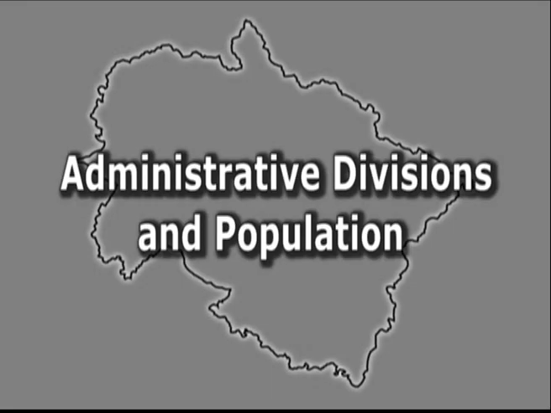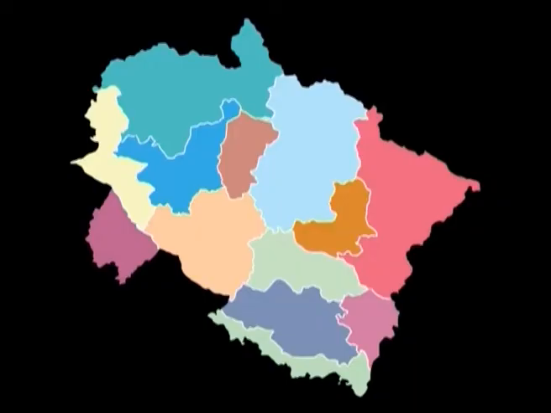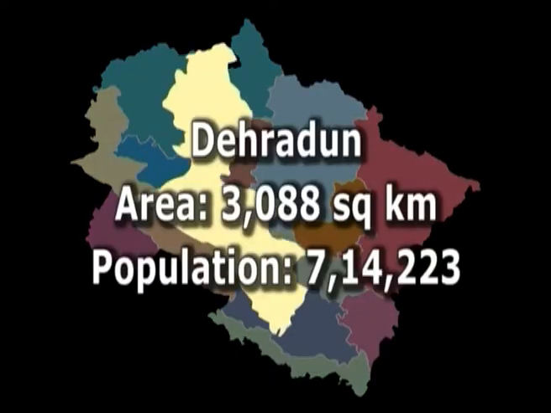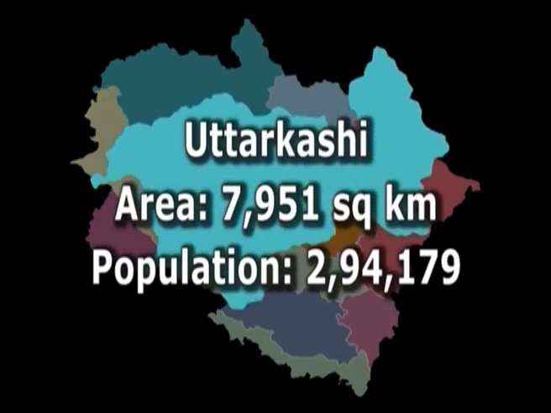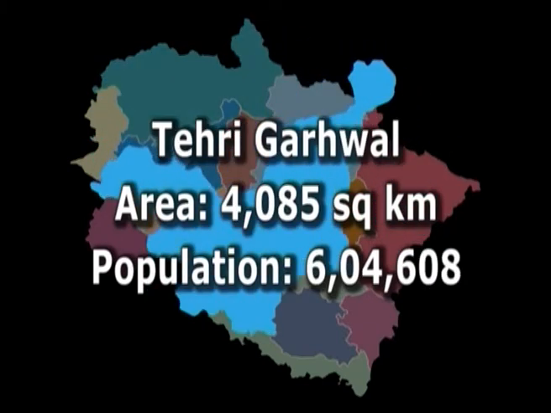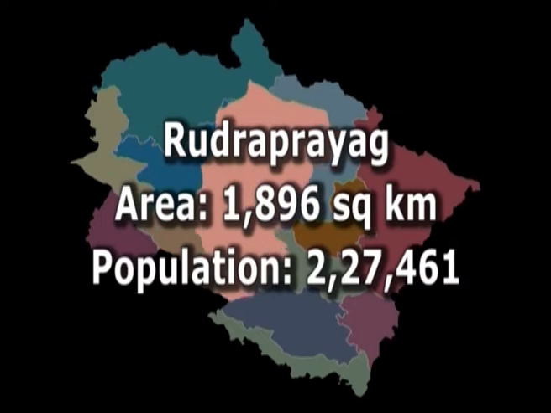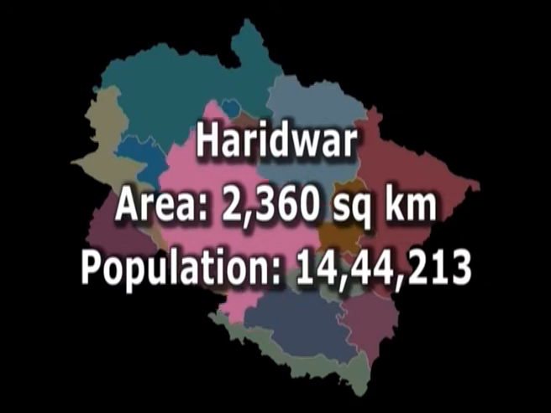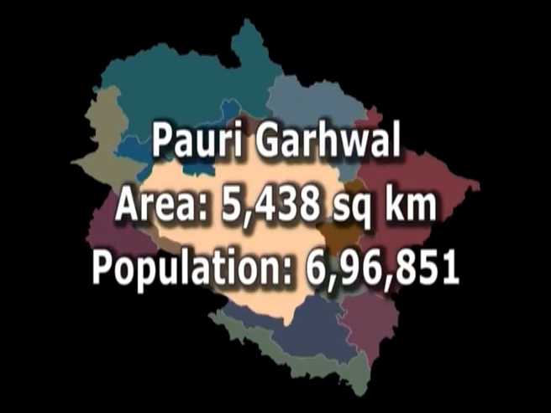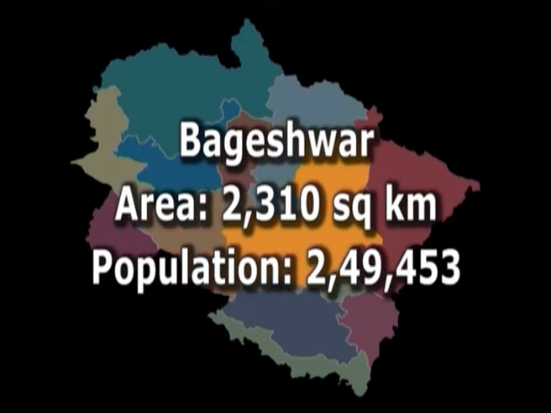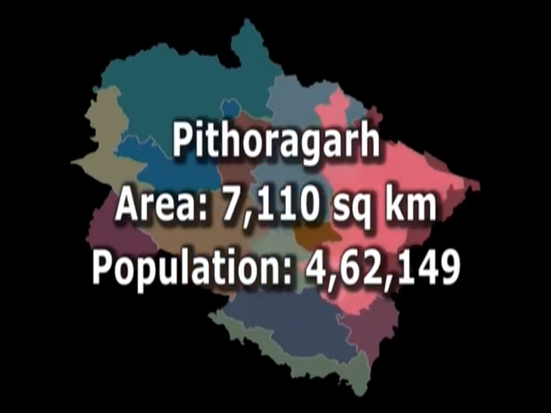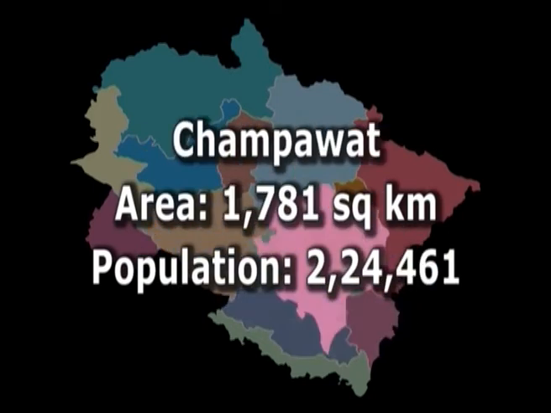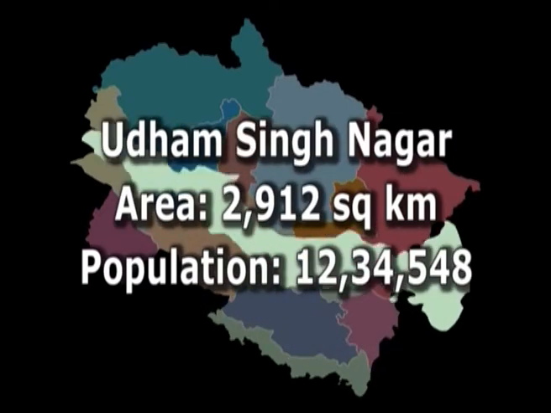Administrative divisions and population. Districts. This state includes 13 districts. They are Dehradun, Uttarkashi, Tehri Garhwal, Rudraprayag, Chamoli, Hardwar, Pauri Garhwal, Bageshwar, Pithoragarh, Almora, Nainital, Champawat, and Udham Singh Nagar.